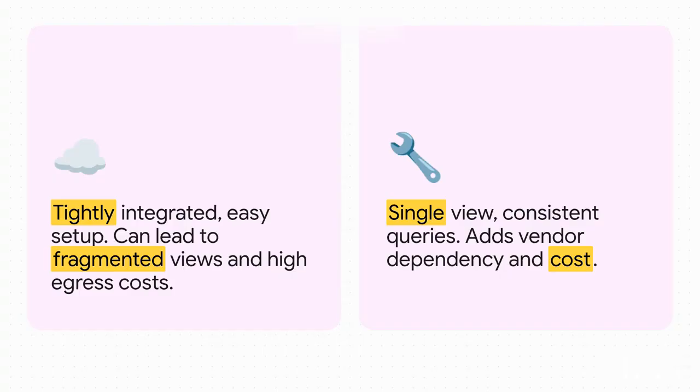On one hand, you've got the cloud-native tools. They're tightly integrated. They're usually easier to set up initially. But they can lead to those fragmented views we talked about, and you have to watch out for those high egress costs. On the other hand, you have third-party tools. These give you that holy grail, a single pane of glass across all your clouds, consistent queries, consistent schemas, but it adds another vendor to manage, another cost, and you have more control over data retention. Look, there's no one-size-fits-all answer here.